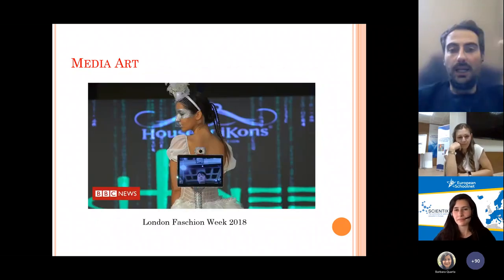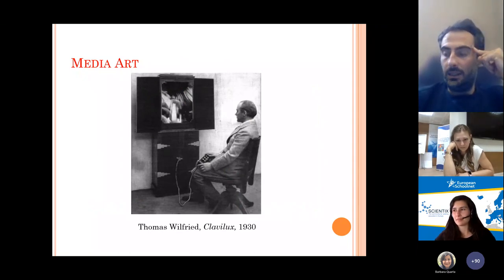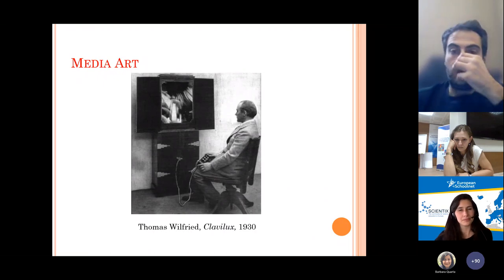And also in design, it was pretty famous. This is another example, because in the 30s, when homemade technology arrived, he created this kind of personal Clavilux for the house, where with a keyboard you can create your own music, which is very interesting if you think that this was in the 1930s, much before the advent of the personal computer.